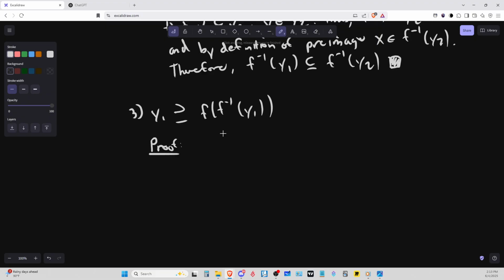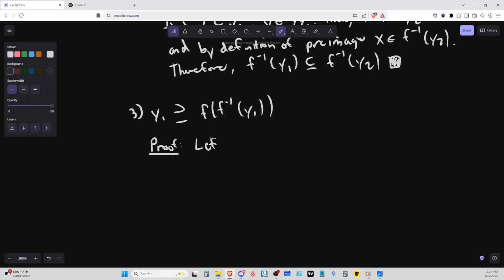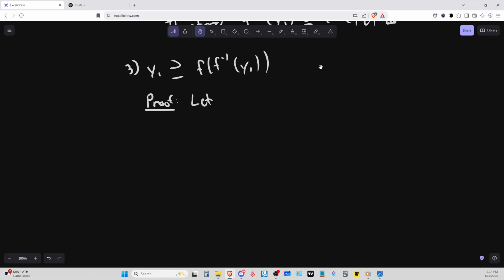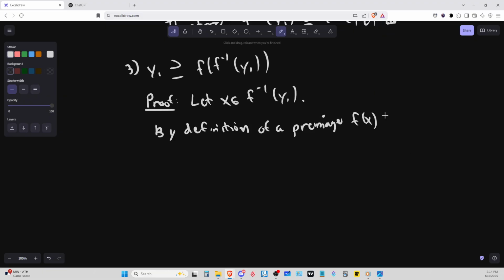Okay, so I think we have to define the function here. So we have x is an element of. Oops, no. We have to write sentences. Don't start writing mathematical stuff yet. Let x be an element of y1 by definition of a pre-image, f of x is an element of y1.